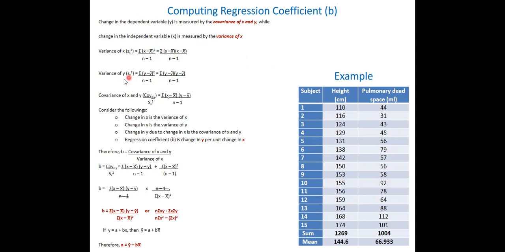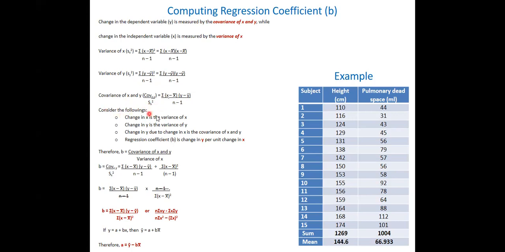The variance of Y will be, if you want to measure it, the sum of Y minus Y bar, squared, just like X. But we are not interested in the variance of Y now. We are interested in the change in Y due to change in X, and the only thing that can measure that is the covariance of X and Y. So the covariance of X and Y is this.